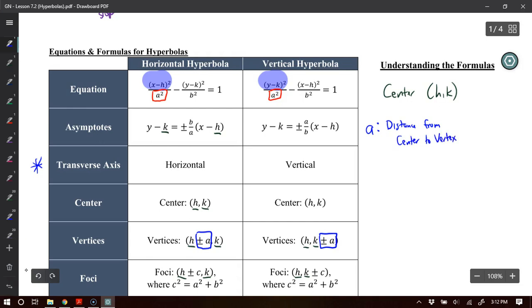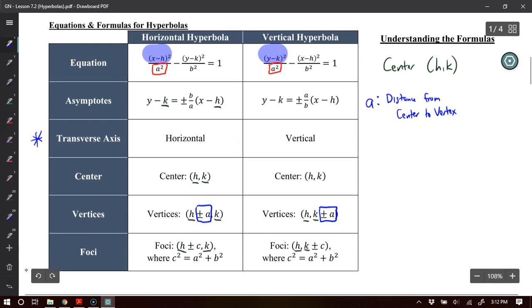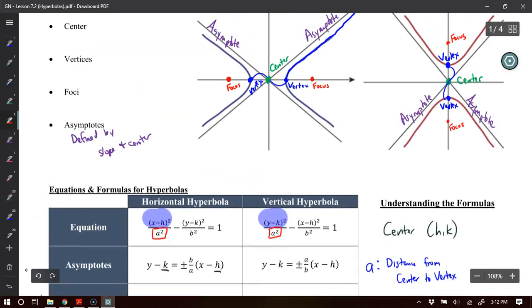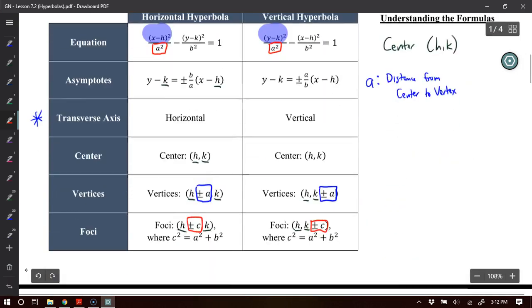That is the same definition that we had for ellipses. And I can even look at it in this case too. Your foci are created by adding or subtracting c. Horizontally, you're adding or subtracting c left or right, so that affects your h. Vertically, you're adding or subtracting c up and down, so that affects your k. But it's the same definition as ellipses.